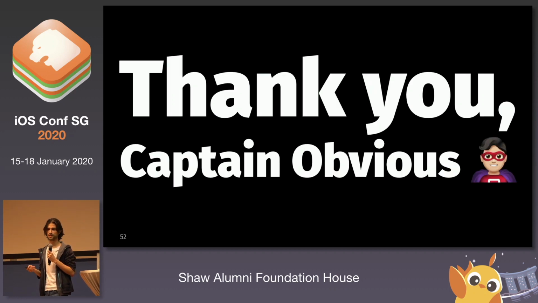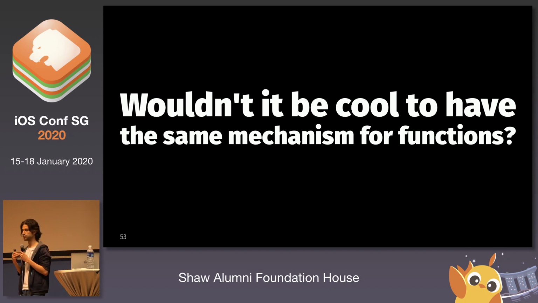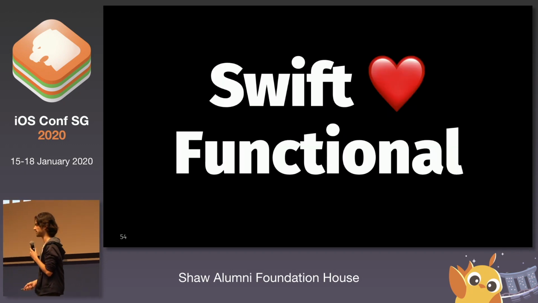So when I say this, you might be thinking, OK, thank you, Captain Obvious. It's in the name. But what I mean is, wouldn't it be cool if we could also have function wrappers, to have property wrappers work with functions? Swift doesn't provide function wrappers per se, but Swift also loves functional programming. And it means three things.